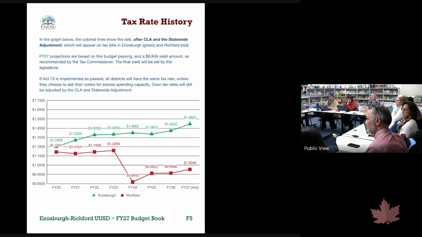This is a slide that you've seen in the past. It just kind of charts the tax rate increase. I don't know if we showed this to you last month, but certainly that increase for taxpayers in Enosburg is a lot gentler now with that change in the CLA. And unfortunately, Richford's is going from a drop to an increase. I say unfortunately, you know, the rub with the CLA is that a falling CLA is good, and it means that your property is worth more. It's bad when you compute your tax rate, and so it cuts both ways.